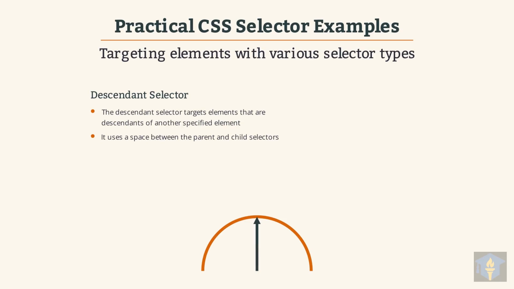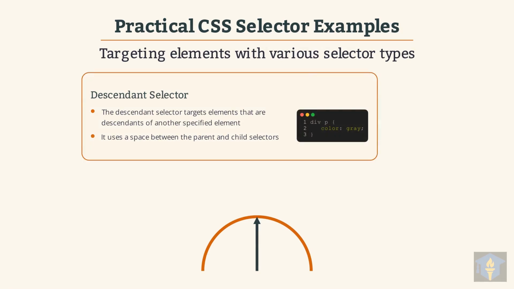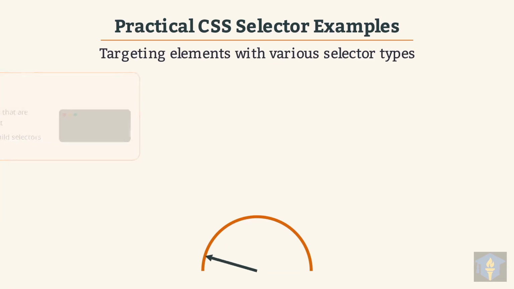A descendant selector targets elements that are nested within a specified parent element, using a space between the parent and child selectors. This example demonstrates how to make all paragraph elements inside a div element appear in a gray color.